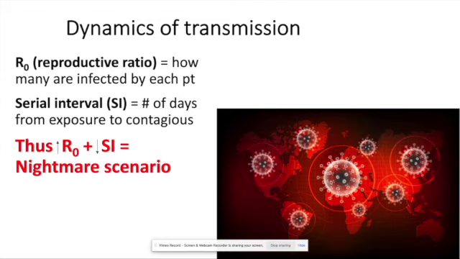Next is the serial interval. This is the number of days from exposure to the pathogen that a patient will become contagious. So with these two factors, it's important to see that if we have a greater R0, meaning more people are becoming infected, and a smaller serial interval, meaning there's less time between exposure to contagion, we really have a nightmare scenario.